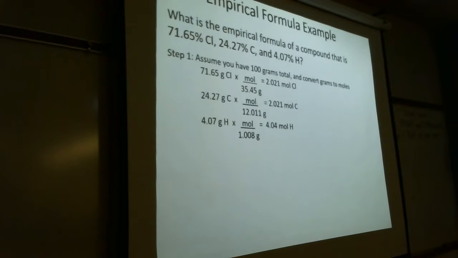So the first thing we're going to do, we're going to pretend that we've got a 100-gram sample, and we're going to convert grams to moles for everybody. So the molar mass of chlorine is 35.45, molar mass of carbon is 12.011, molar mass of hydrogen is 1.008. Now, it's not normal that you get two numbers the same. That's a very rare occurrence that you get two values to be the same, but it happens from time to time.